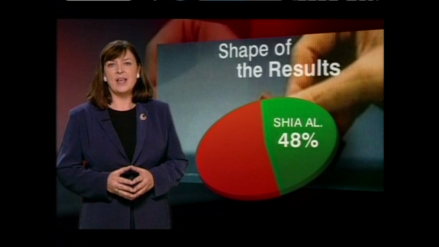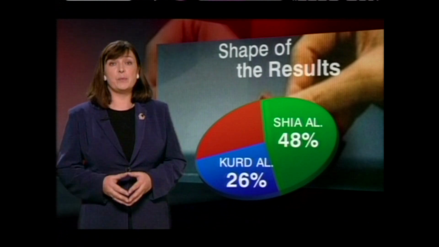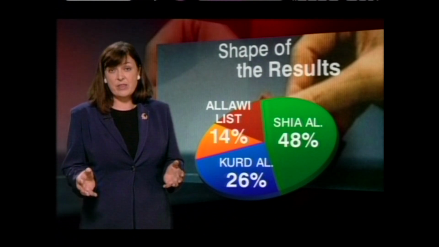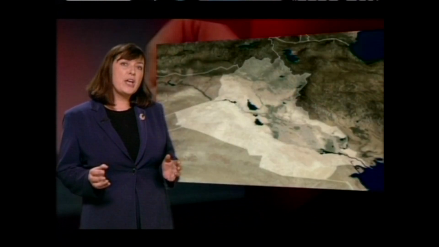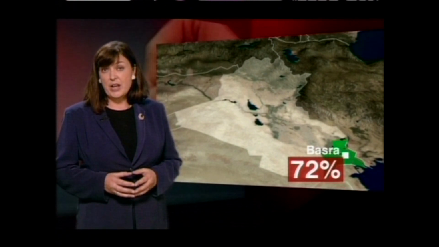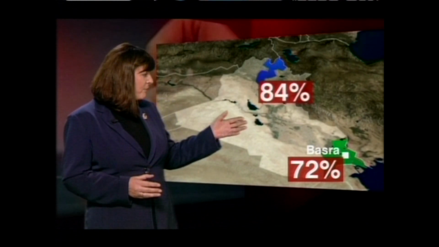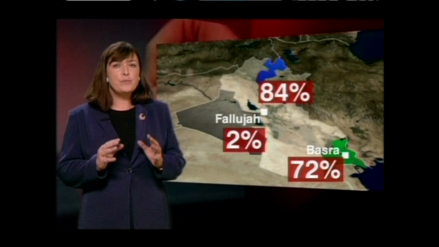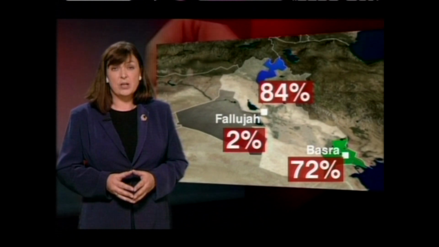So what's the shape of the results? Well, the biggest share of the vote went to the main Shia alliance, though 48% isn't quite the outright majority they'd hoped for. The Kurdish alliance came next. 26% gives them a powerful negotiating voice. But for the outgoing Prime Minister, Ayad Allawi, a disappointment. He came in third, only 14%. As for Sunni parties, their share is negligible. And when you look at the turnout, you can see why. In Shia areas, turnout was high, 72% in Basra, for instance. In Kurdish areas, it was higher still. In Arbil province, 84%. But look at mainly Sunni areas like Anbar province, where Fallujah is. Only 2% of eligible voters took part. Even so, there's a drive to try to get Sunni parties who boycotted the election to re-engage.